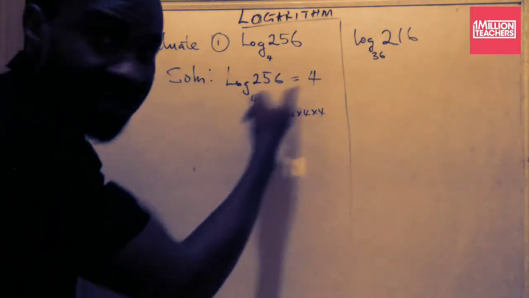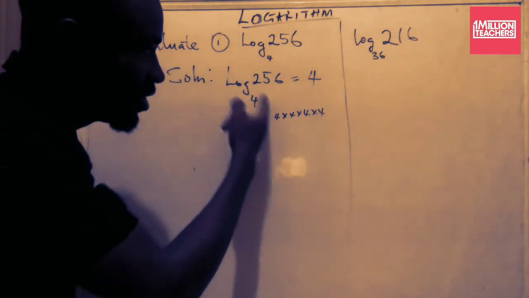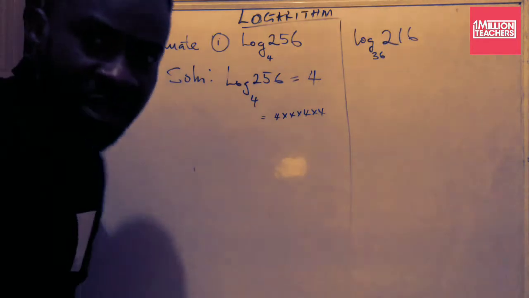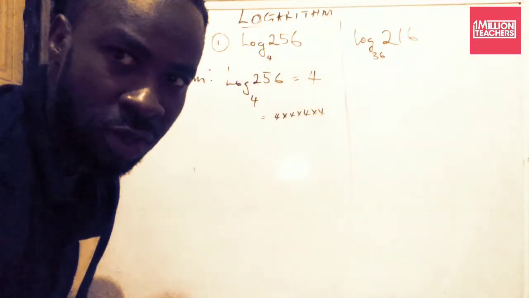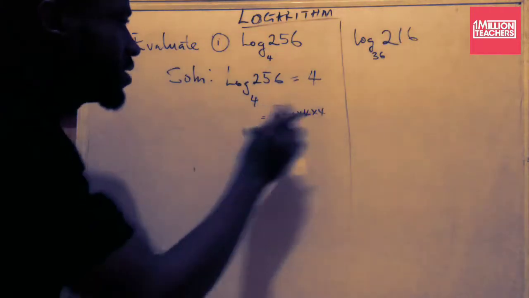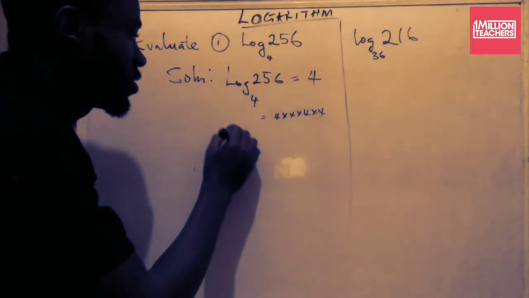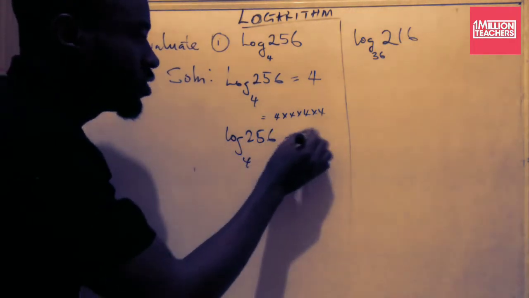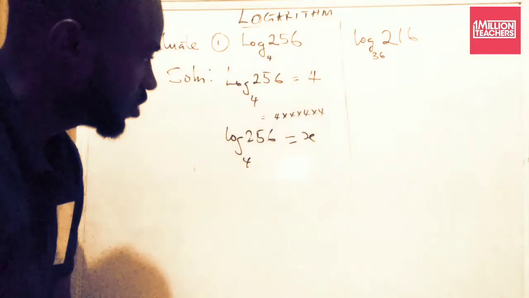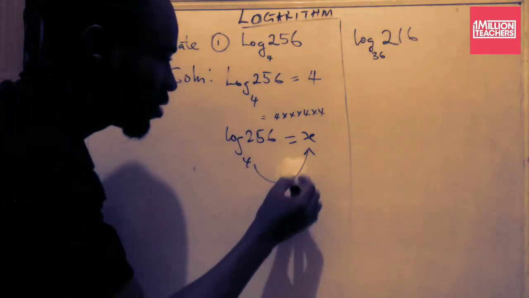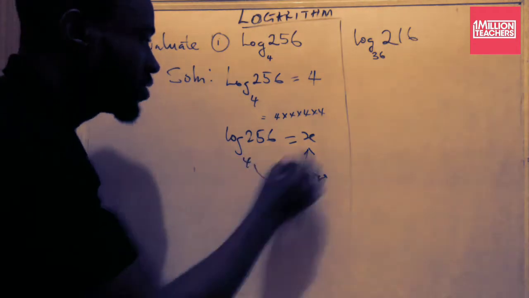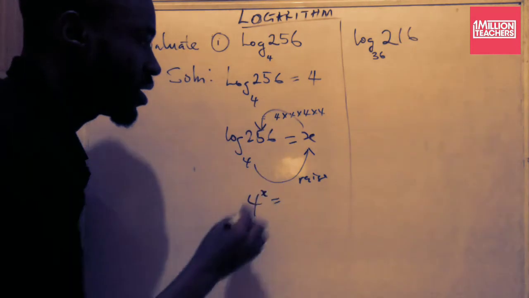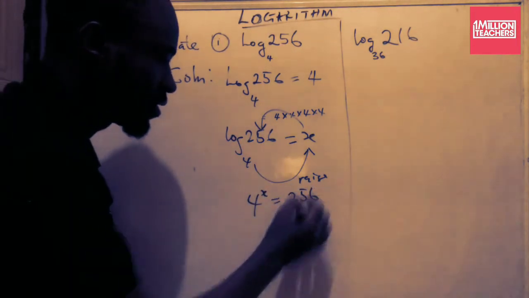Now we know that the answer to this is 4 by looking at how many times 4 times itself. So now let's just solve it in the way I showed us in our last video. I said that the first thing to do, when you're given this, is to equate it to x. And after equating it to x, you move this way. This arrow means you raise it. So this means 4 raised to the power of x, and that equals 256.